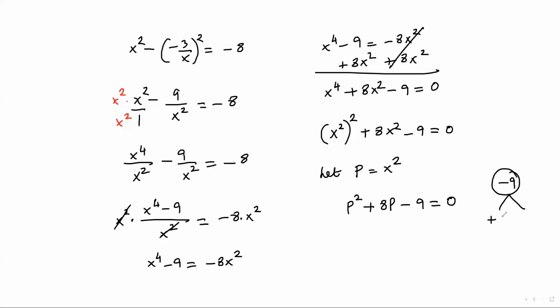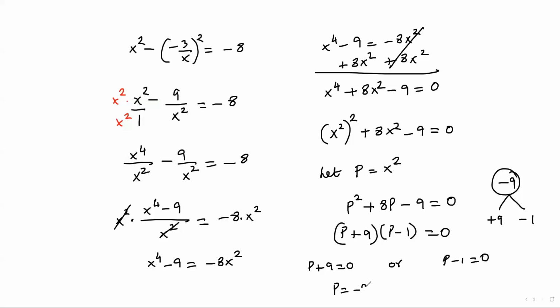So I think positive 9 and negative 1 will work. When you multiply positive 9 and negative 1, it will be negative 9. When you add positive 9 and negative 1, it will be positive 8, which is equal to the middle term. So the two factors can be written as p plus 9 and p minus 1 is equal to 0. So either p plus 9 is equal to 0 or p minus 1 is equal to 0. We get p is equal to negative 9 and p is equal to 1.